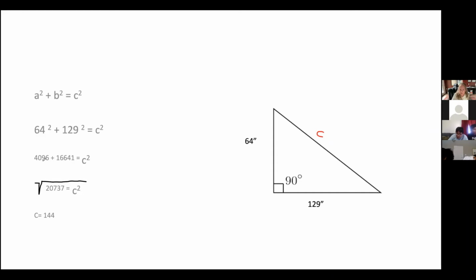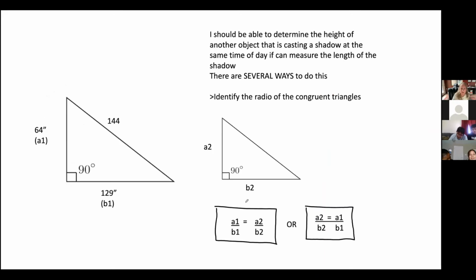I did the math because these are big numbers because I used inches. And I got a total of 20,737. I need to take the square root of that, and that will give me the square root for C. And C is 144. So my hypotenuse is 144.